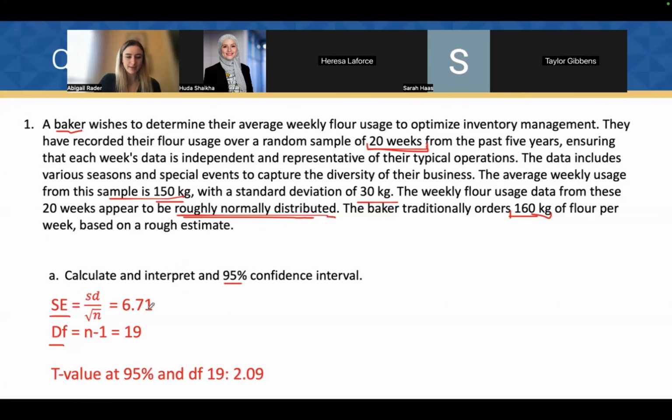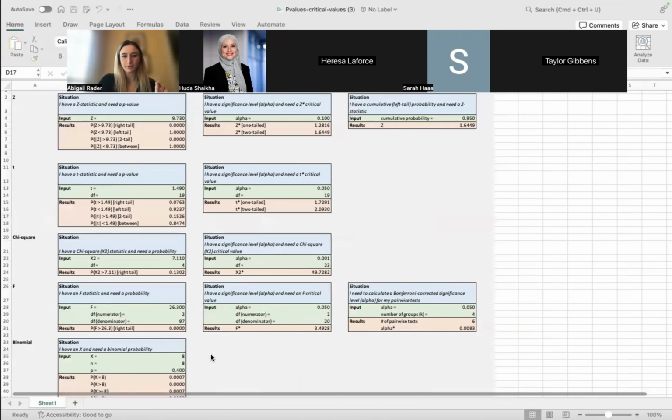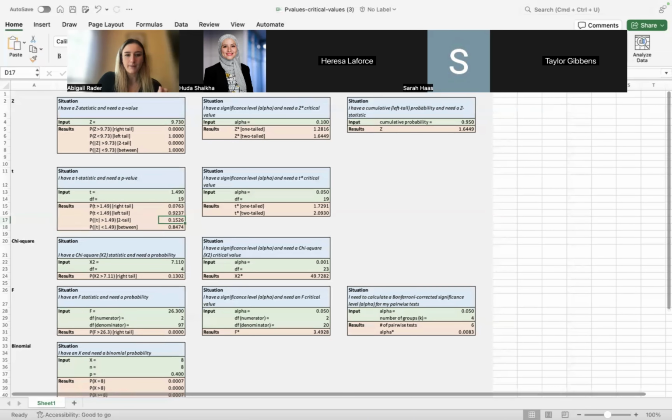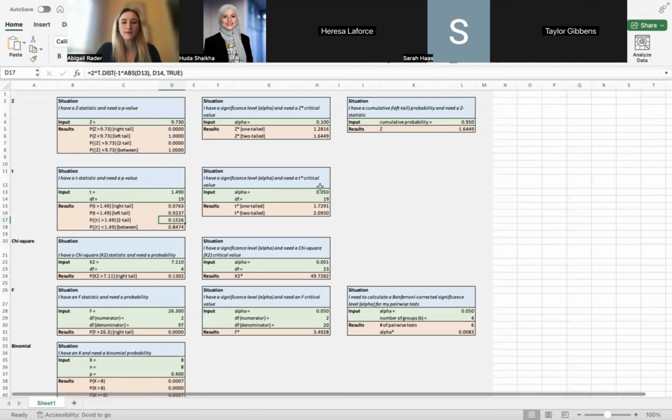In this case, we just do the standard deviation over the square root of n, and that's our standard error. For degrees of freedom, it's n minus 1, so it's 19. For a t-value, we think, okay, if our degrees of freedom is 19, and we have a 95% confidence interval, you would go over to this critical p-value sheet and say, okay, we are working with t. We have an alpha of 0.05 because that's equivalent to a 95% confidence interval. Our degrees of freedom is 19, and it's going to be the two-tailed t-test because we're working with a confidence interval.